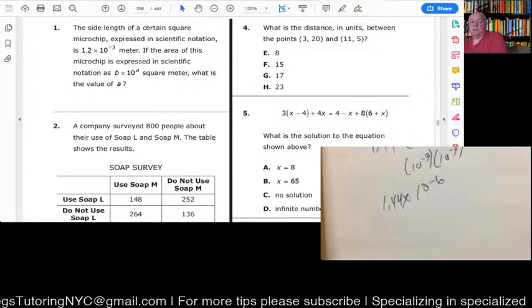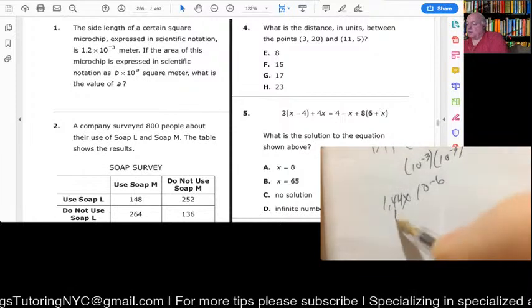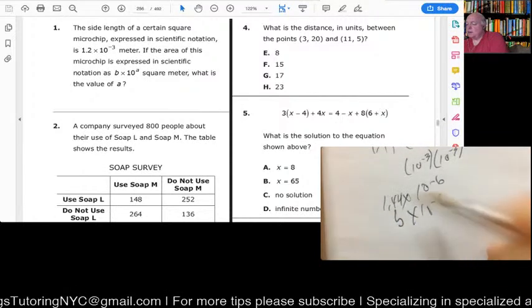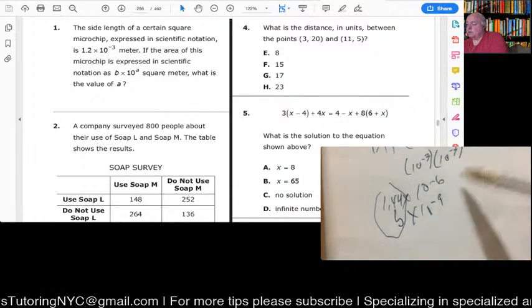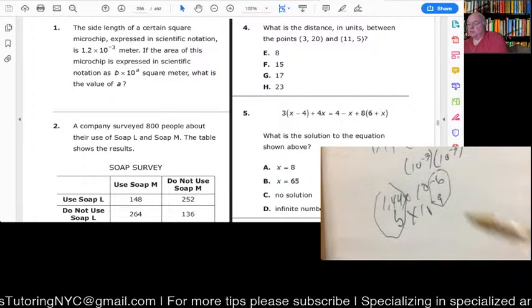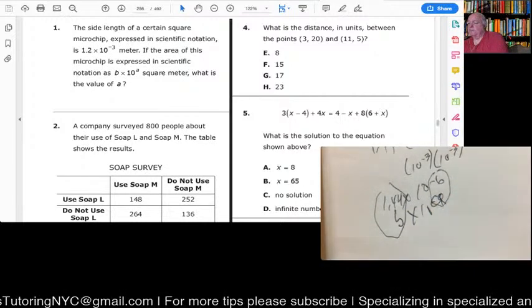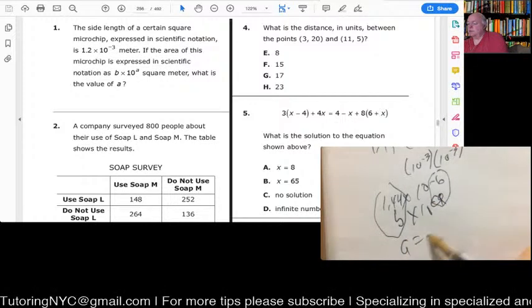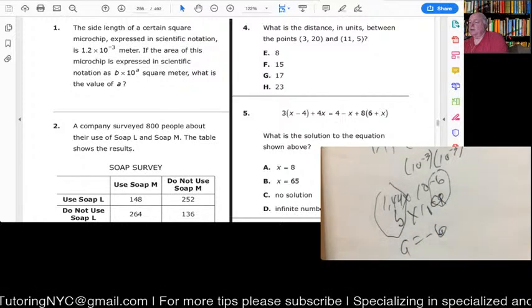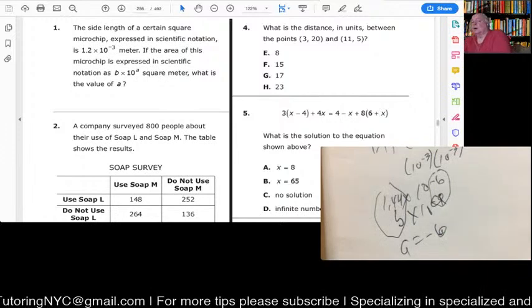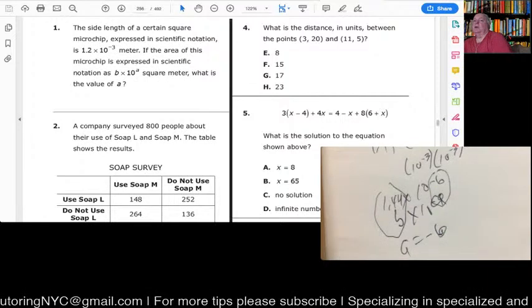So the question is asking us, if this was in the form b times 10 to the a, it turns out b is 1.44, and the minus 6 is the a. I wrote minus a, it's just a. So it turns out that a is equal to minus 6. Okay?